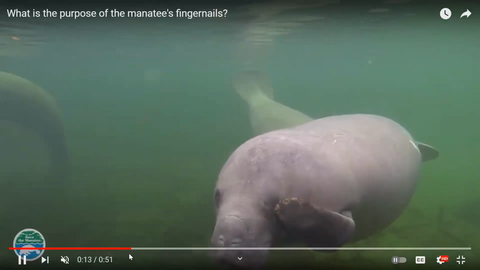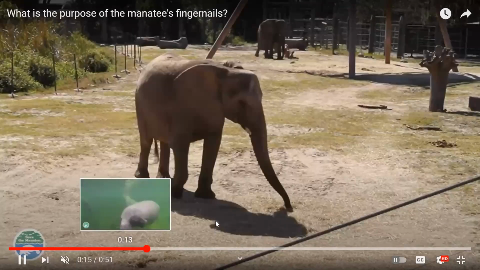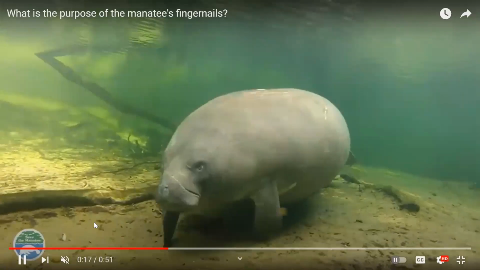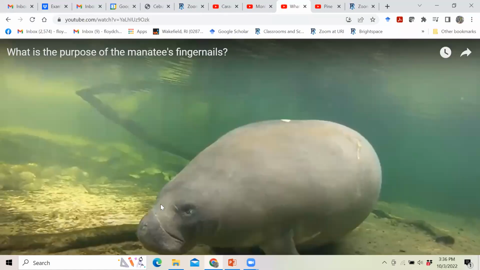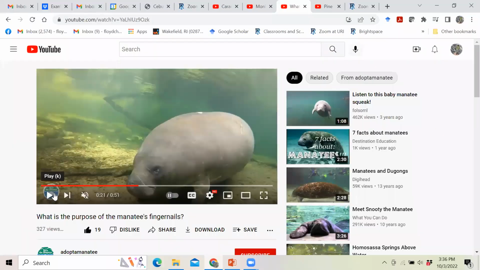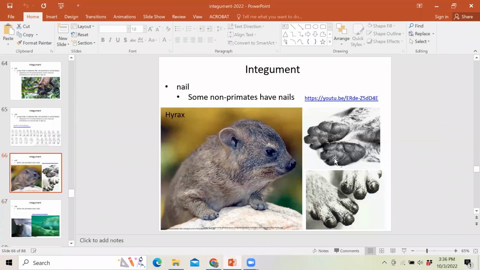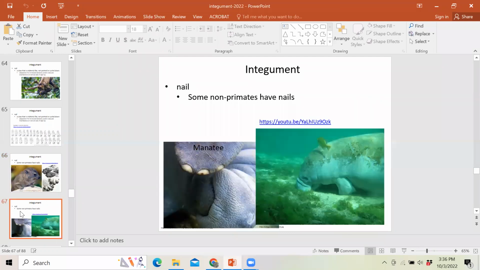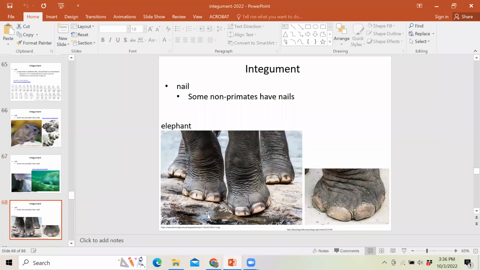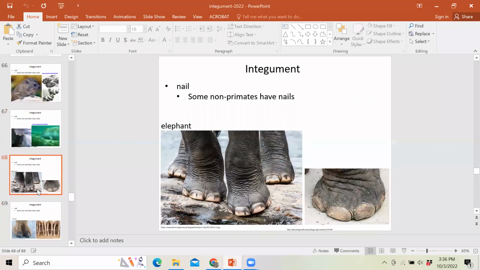In the case of the elephant, we're going to look a little closer, because elephants we call a hoof, even though the hard part of the claw is actually a nail. We'll look at them separately. But hyraxes, there you go. There you see it. Almost human-like nails. Manatee, human-like nails. Elephants, human-like nails.